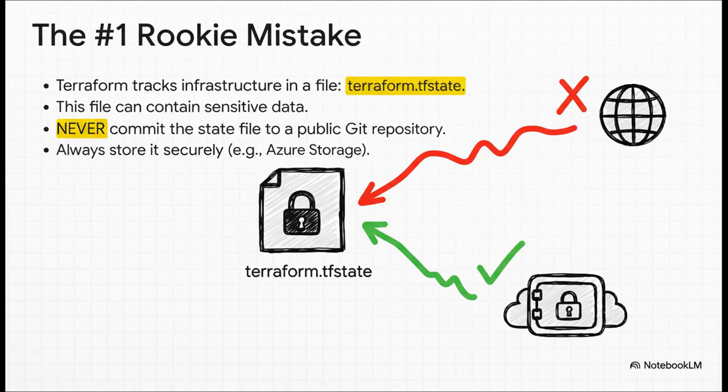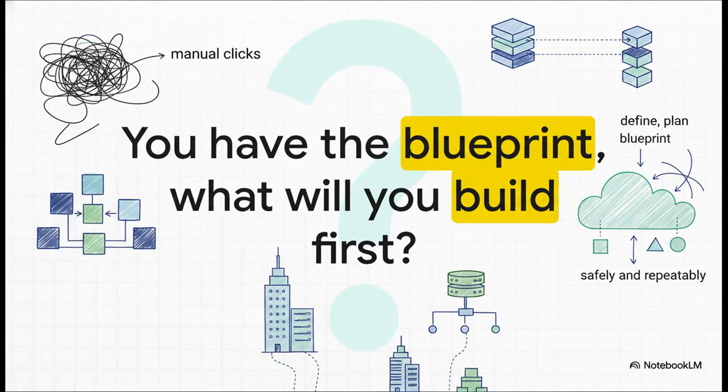So here it is, the golden rule. Never, and I mean never, commit this state file to a public Git repository. You should always set up Terraform to store it somewhere safe and secure, like Azure Storage or Terraform Cloud.